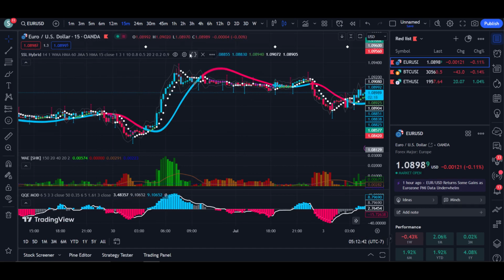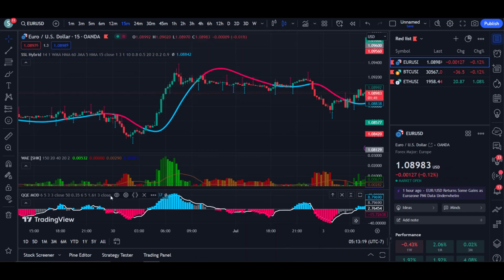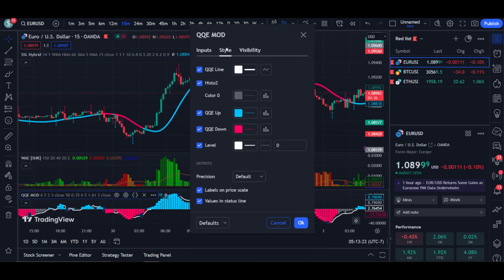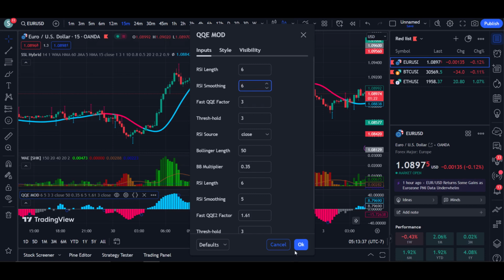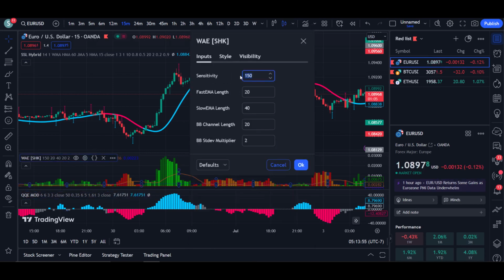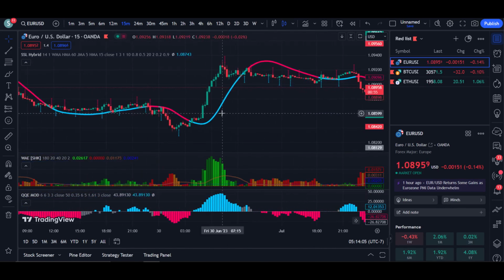So go over to the SSL Hybrid, click on Settings. We're going to uncheck every single box except for the exit arrows and the MA baseline. For the QQE Mod, go to Settings, go to Style, and uncheck the QQE line. For inputs, we're going to change the RSI smoothing to 6. For the WAE, go to Settings, go to Sensitivity and change it to 180. All right, this is now how your chart should look.